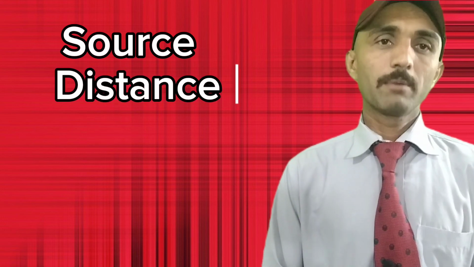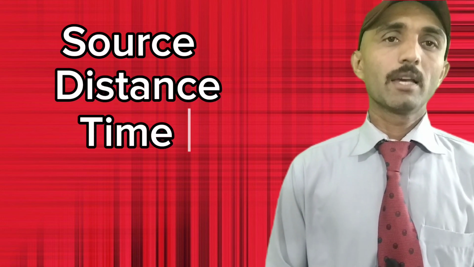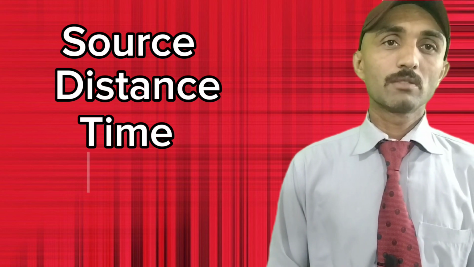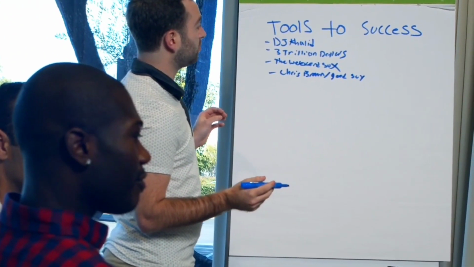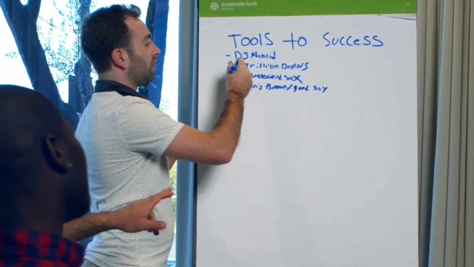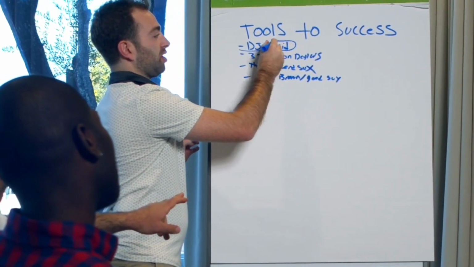So let's discuss in detail what the physical barriers are. First one is source. Second one is distance. Third one is time. Fourth one is noise. Noise can be physical noise, psychological noise, semantic noise. So these are the noises that come in the way of your communication.